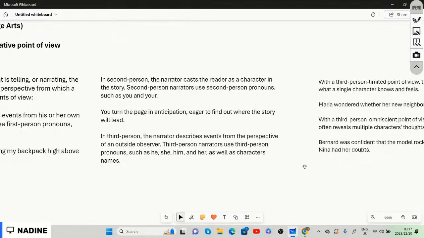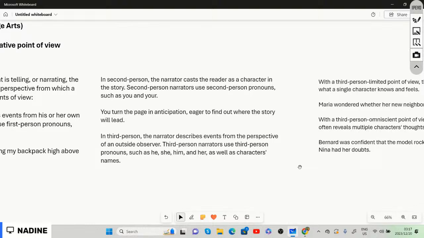We went over first person, which is the narrator's own perspective on things, and we use words like I, me, we, us. And then we have second person, which is where the narrator casts the reader as a character in the story, and we use words like you and your.